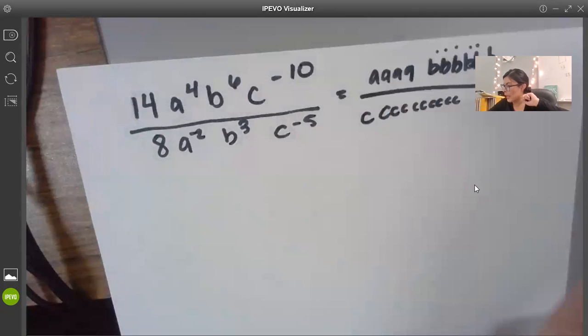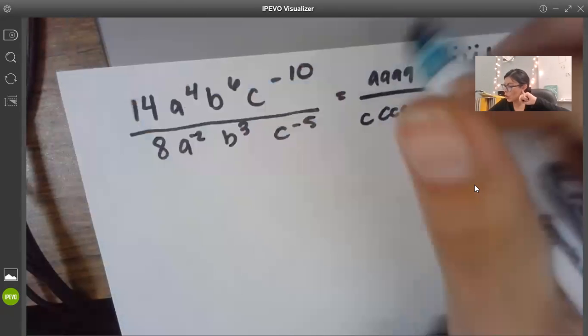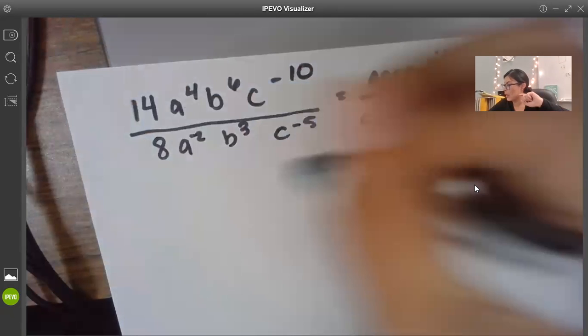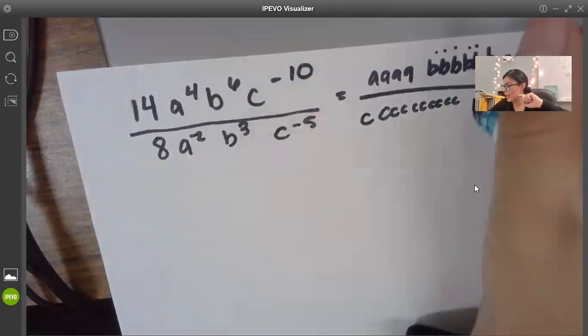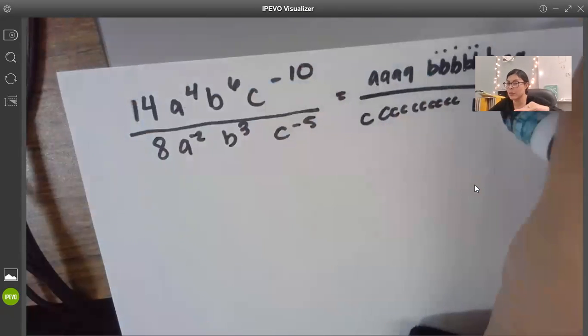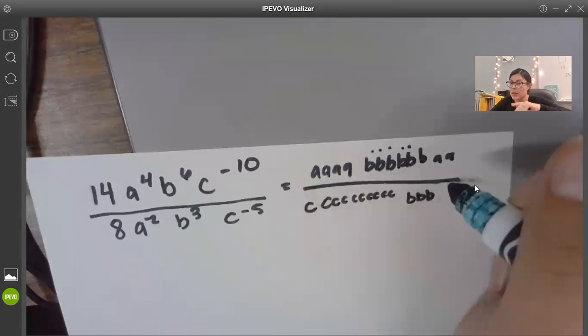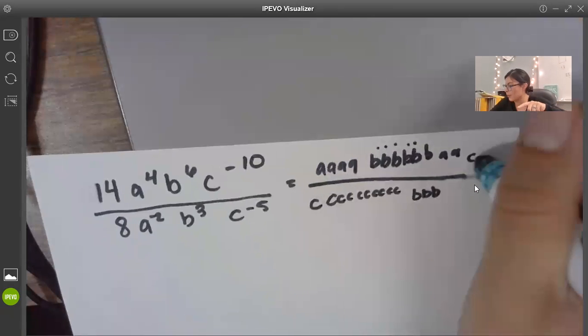Okay. The A is negative, so it switches to the top. When it's negative, it means it switches positions. B is positive, it stays at the bottom. Negative doesn't mean it's always at the bottom. Negative just means it switches. So if it's down, it goes up. If it's up, it goes down. The C is negative, so it goes up.